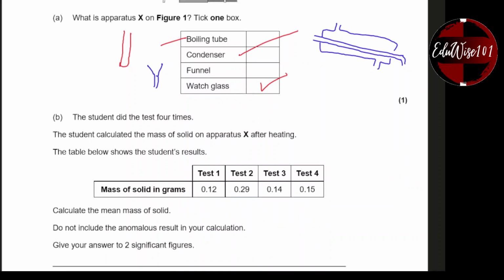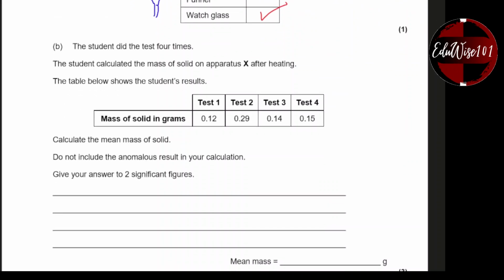The student did the test 4 times. The student calculated the mass of solid on apparatus X after heating. The table below shows the student's results. So you have mass of solid in grams. During test 1, it was 0.12, then it's 0.29, 0.14, and then 0.15. Calculate the mean mass of solid. Do not include the anomalous result.